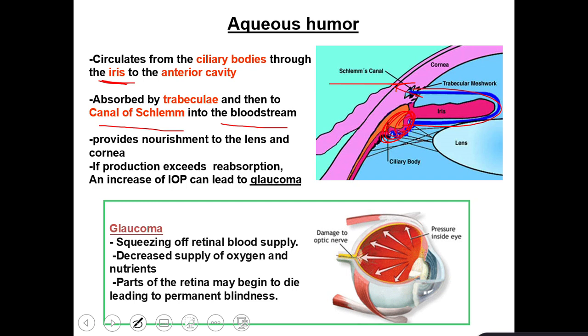If the production of that aqueous humor is more than the reabsorption, or if there is an obstruction here in the absorption, the pressure of the eye increases, and we call that glaucoma. So when you visit your eye doctor, always they measure the pressure of the eye to determine if there is glaucoma, because it's really dangerous. Increasing the eye pressure will squeeze the blood supply going to the retina. This can lead to permanent blindness.